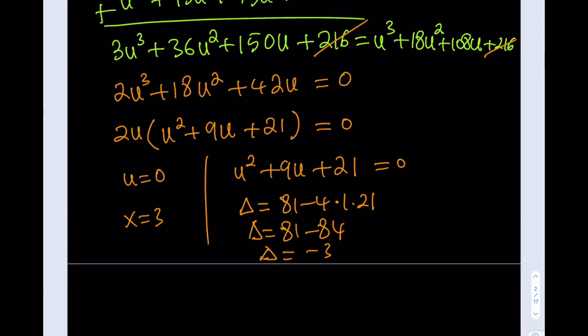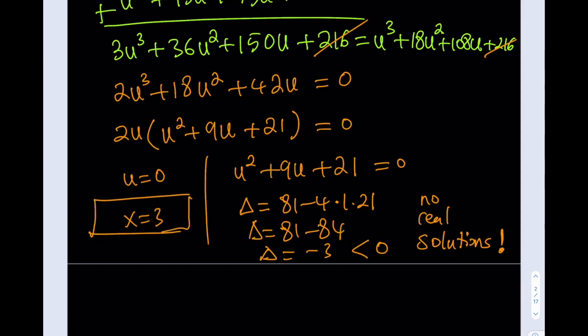That means the discriminant is less than 0, which means we don't get any real solutions from here. For real, we don't even have irrational solutions. So this doesn't really give us anything we want, but this does. The only integer solution to this cubic equation is x = 3.